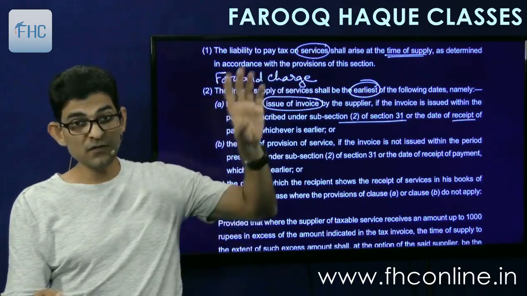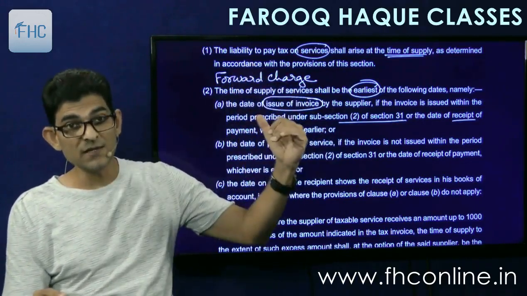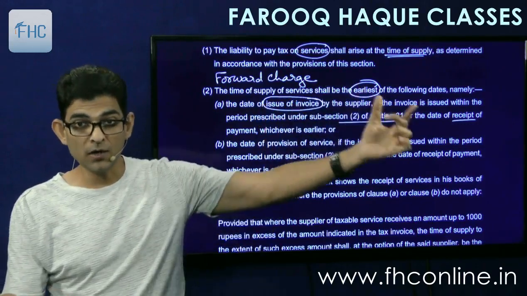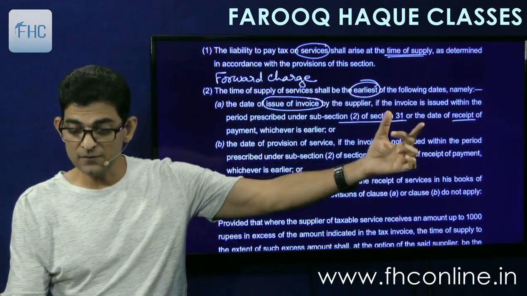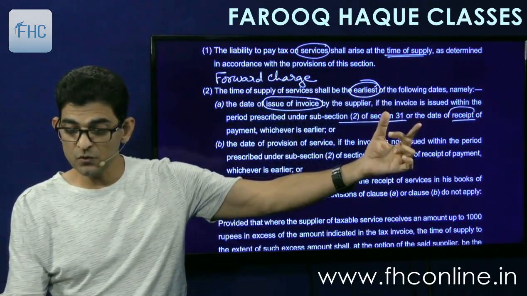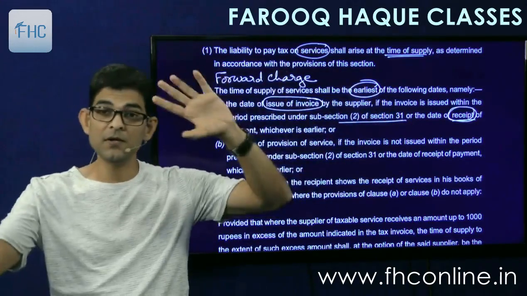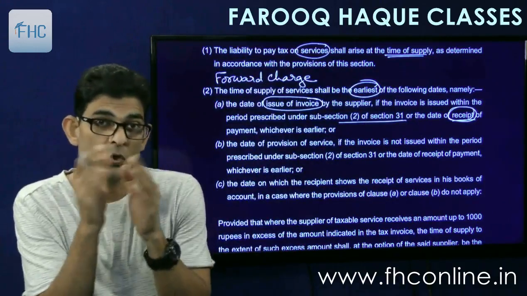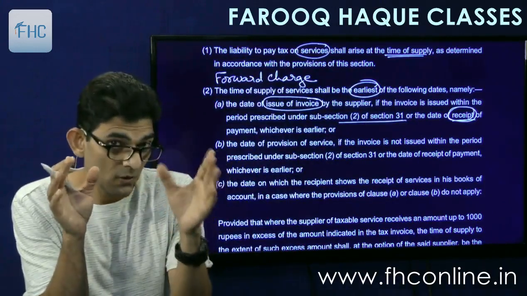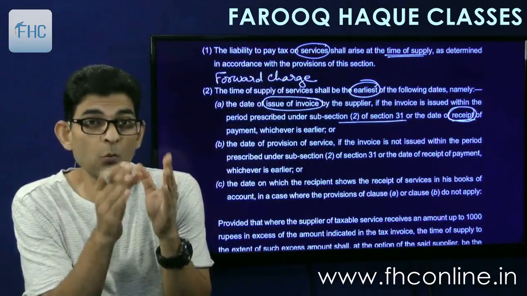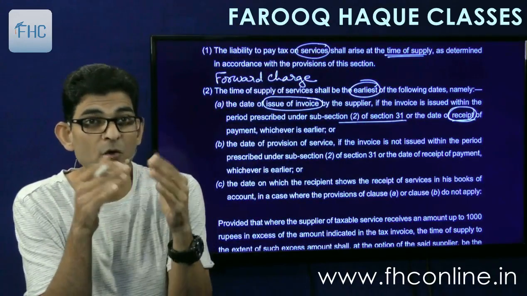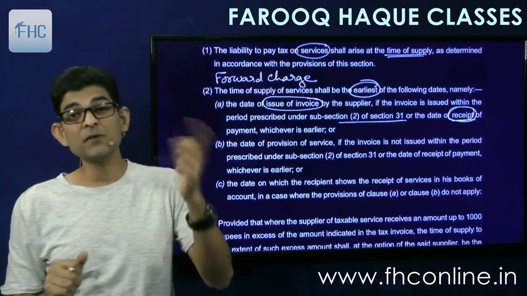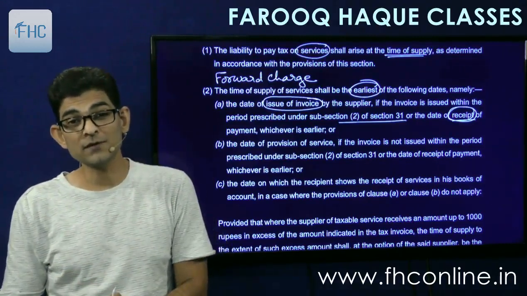Means if the invoice is issued within 30 days, then we'll see the actual date of invoice. Compare it with date of receipt. So issue of invoice or receipt, whichever is earlier. Simple. Invoice or receipt, whichever is earlier, in which case, where the invoice has been issued within 30 days of rendering the service. Okay. Now, if it is not issued within 30 days, then what?